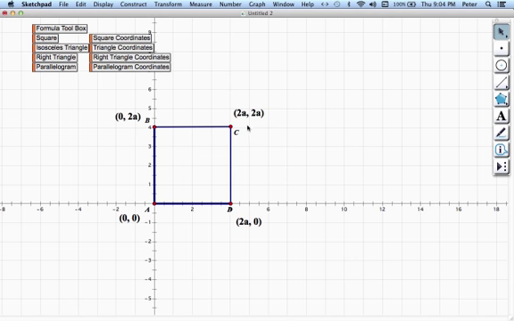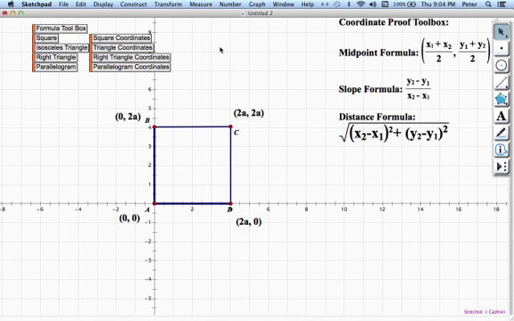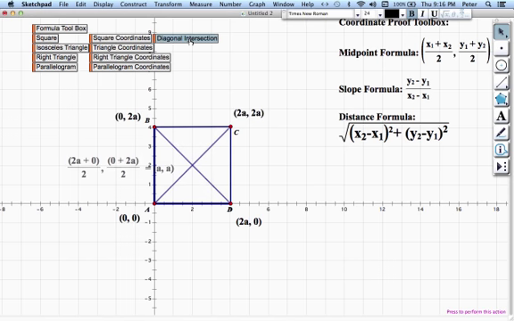Now the reason I chose 2a rather than just a is because when you start using a coordinate proof, you may end up proving that things are midpoints, in which case you can avoid fractional coordinates by doubling the coefficient. Let's give you an example. Suppose I wanted to find where the diagonals bisect each other. I would draw the diagonals, but I'd have to calculate their intersection. And to do that, I'd use the midpoint formula from my toolbox.